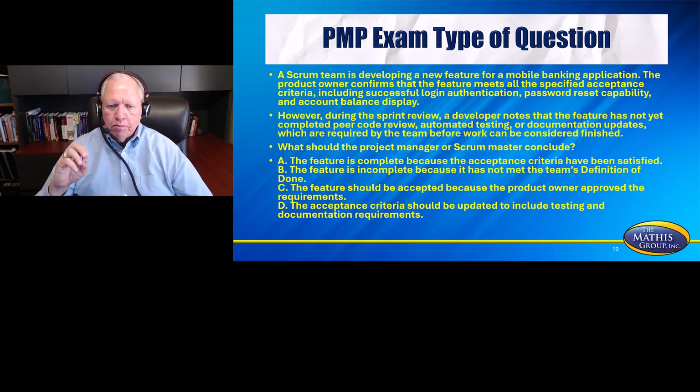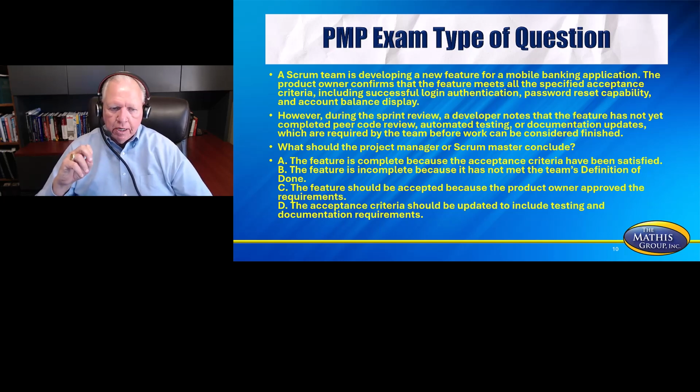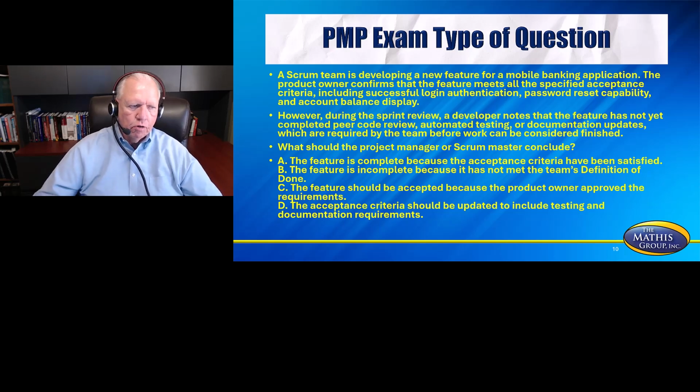A, the feature is complete because the acceptance criteria have been satisfied. B, the feature is incomplete because it has not met the team's definition of done. C, the feature should be accepted because the product owner approved the requirements. Or D, the acceptance criteria should be updated to include testing and documentation requirements. So take a moment and pick your answer. I'm getting ready to share it with you on the next slide.